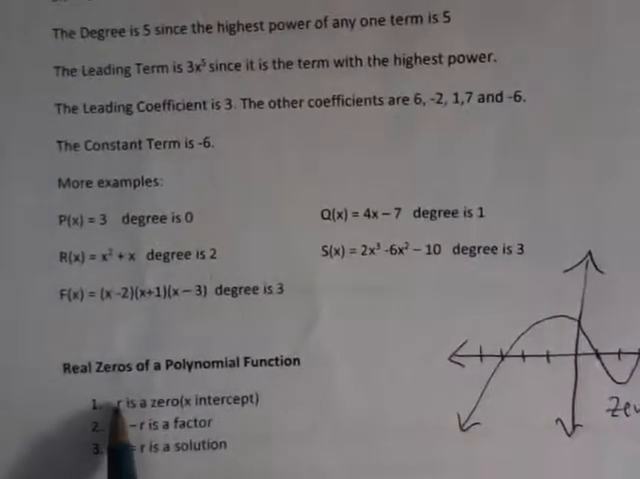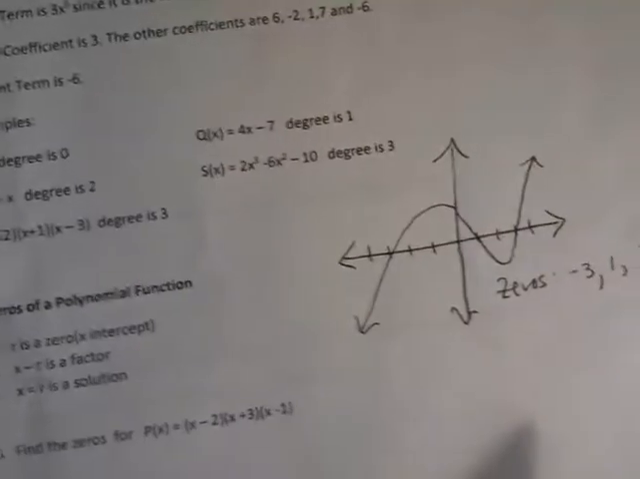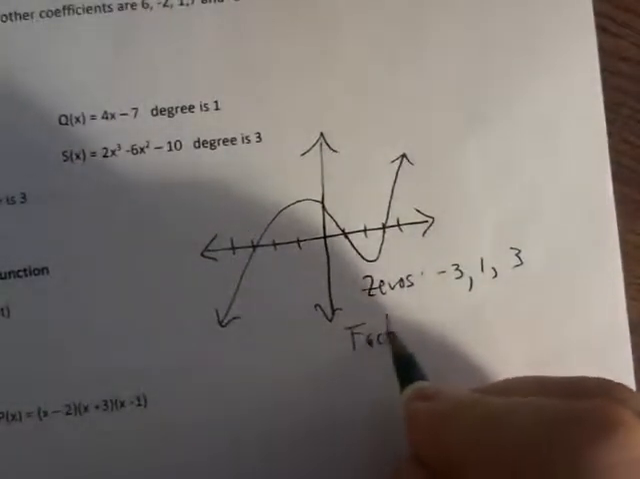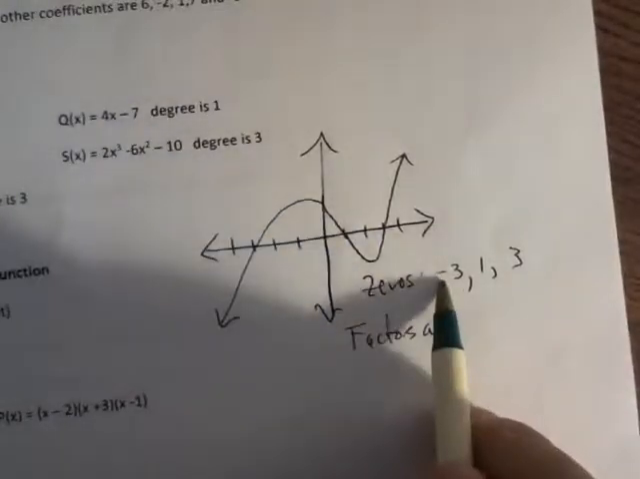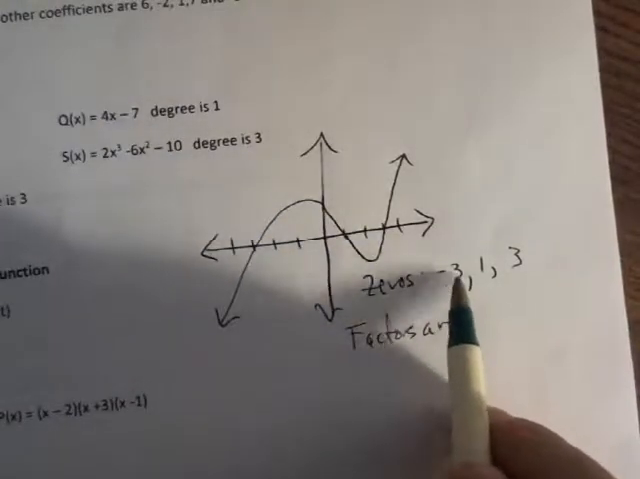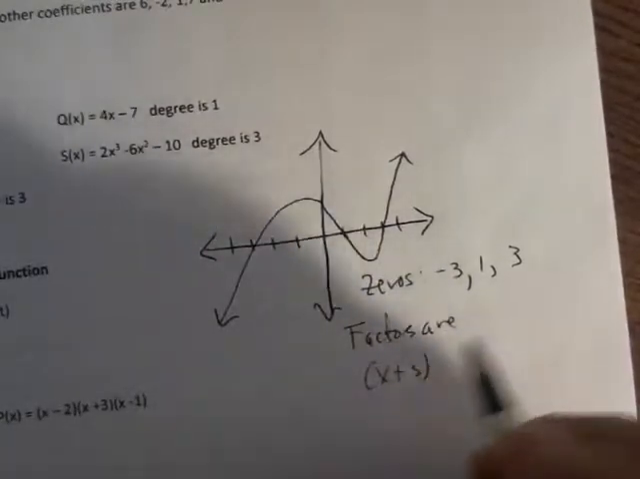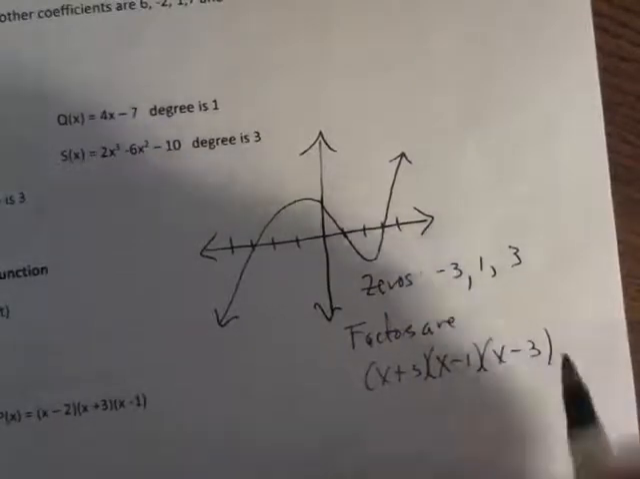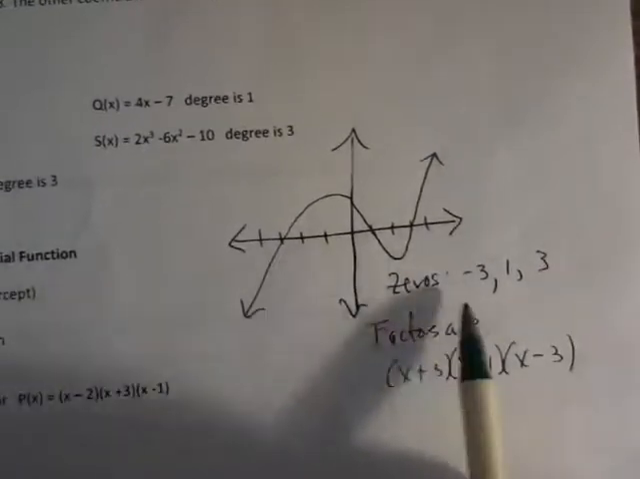If r is a 0, then what we know is x minus r is a factor. So again, if I have these zeros, my factors are, and it's the opposite sign because x minus -3 becomes x plus 3, x minus 1, x minus 3. So your factors are the opposite of the zeros.